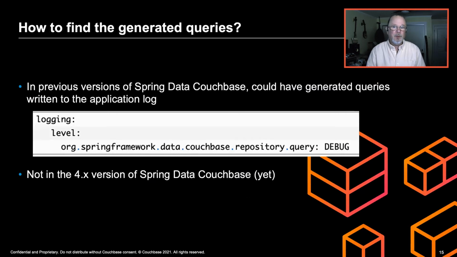In previous versions of Spring Data Couchbase, you could have just set the query object in the Spring library to debug mode in your logging level, and the queries would have been showing up in your application log. Unfortunately, in the 4.x version of Spring Data Couchbase, this functionality is no longer there, at least not yet. There's an issue out there for it. It may be there soon, but it's not there yet. So what do we do in the meantime?